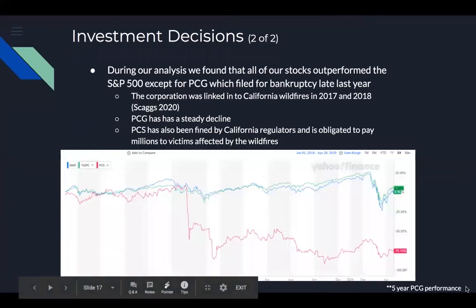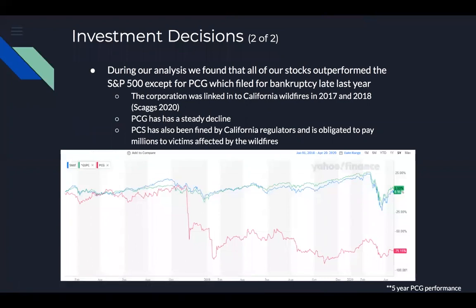During our analysis, we found that all of our stocks outperformed the S&P except for PCG, which, as previously stated, filed for bankruptcy. They were linked to the California wildfires, and they have had to pay millions to victims affected by wildfires. They've had a steady decline, as shown in the graph below.